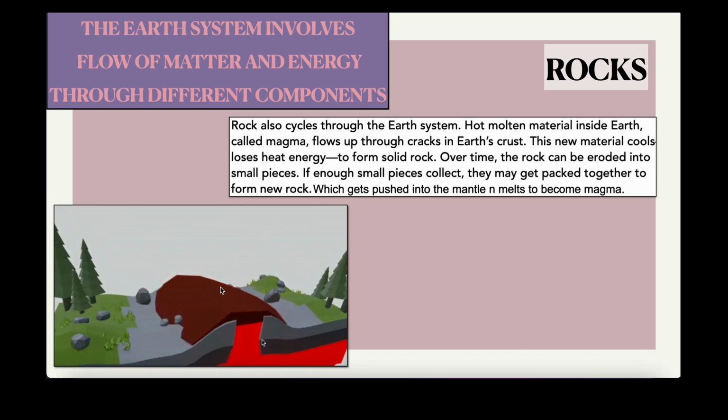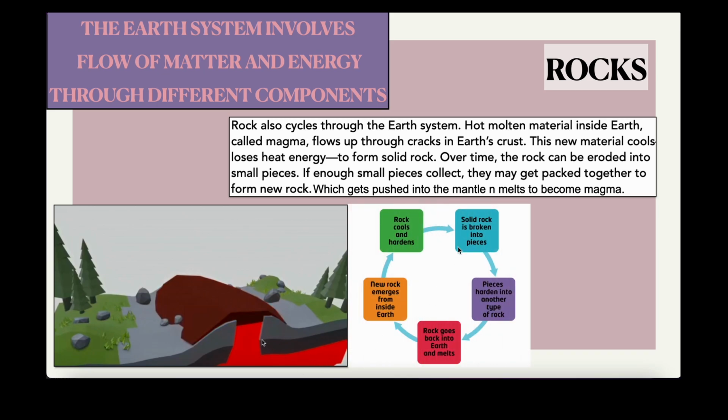Over time, the rock can be eroded into smaller pieces. If enough small pieces collect, they may get back together to form new rock, which gets pushed into the mantle, and again it becomes molten magma. So what happens is solid rock is broken into pieces. Pieces harden into another type of rock. These rocks go back into the magma and melt, and they emerge as new rock from the inside of the earth, and after they emerge to the surface they cool and harden. So can you see, in each step there is a requirement of energy, the heat energy.